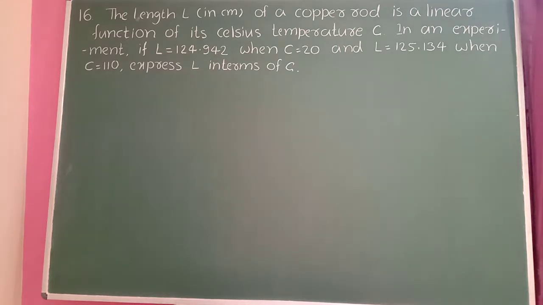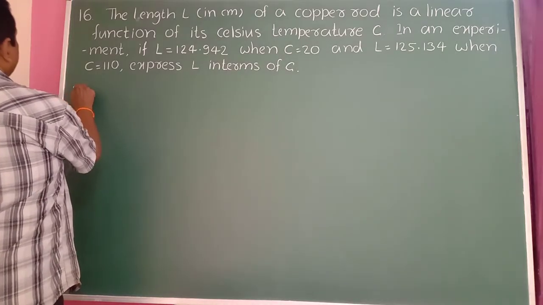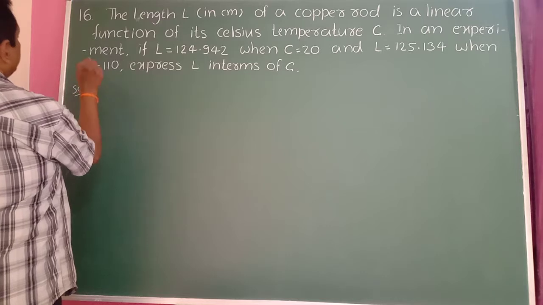The length L of a copper rod is a linear function of its Celsius temperature C. In an experiment, if L is equal to 124.942 then C is equal to 20, and L is equal to 125.134 when C is equal to 110. Express L in terms of C. Okay. Therefore, here L is a linear function of C.